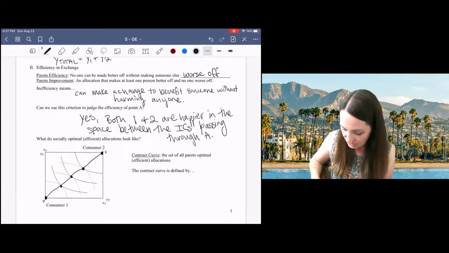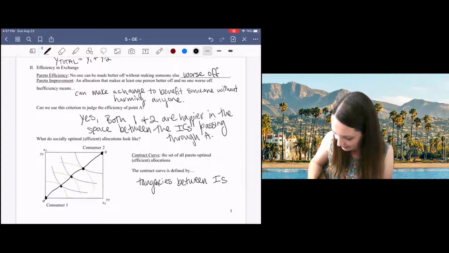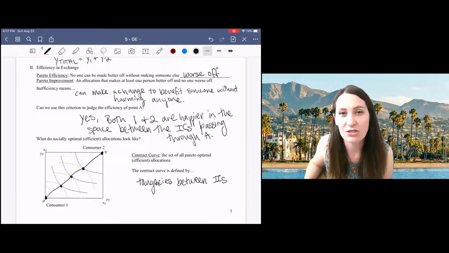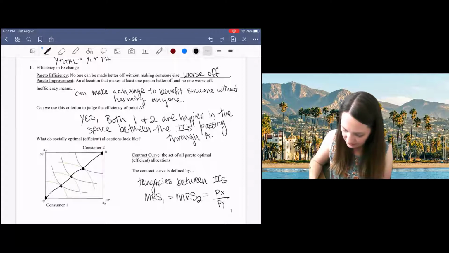So the contract curve is defined by the tangencies of the indifference curve. And I'll remind you that the slopes of the indifference curves are equal to the marginal rates of substitution, meaning that our marginal rates of substitution will be equal for both of our consumers. In competitive equilibrium, this will also equal our price ratio.